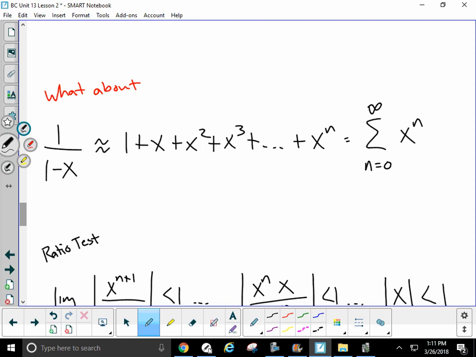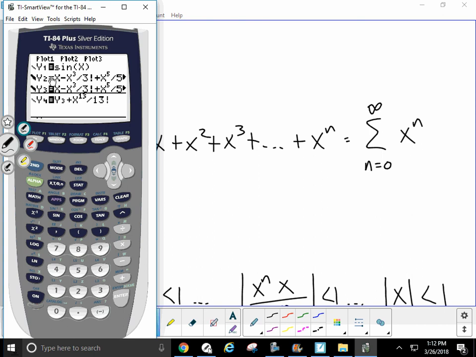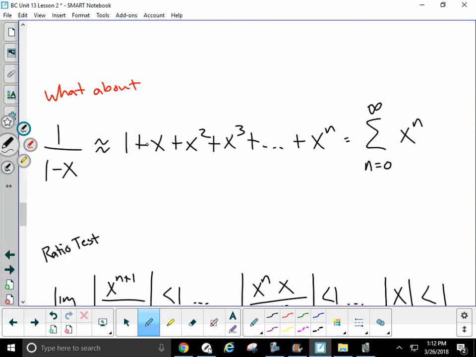But let's look at 1 over 1 minus x. And if I start doing that, and why don't you guys start doing that because we do have some time. Why don't you graph 1 over 1 minus x and start adding terms. So the Maclaurin polynomial for 1 over 1 minus x is 1 plus x plus x squared plus x cubed plus x to the 4th, okay? Just continue to add terms. What happens in this situation when you continue to add terms?